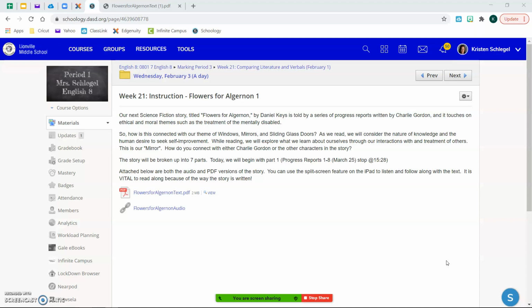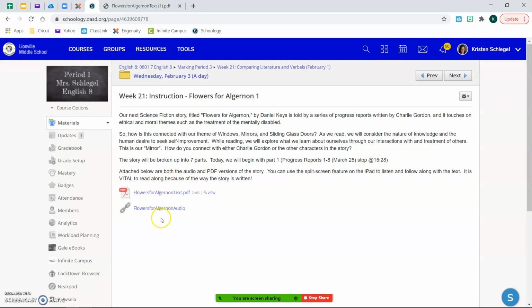So this is going to be broken up into 7 parts. Today we're going to begin with part 1, and that's going to cover progress reports 1 through 8. 8 has many different dates in it, so this is going to include March 25th, and it's going to stop there. And if you're listening, it's going to stop around time marker 1528.